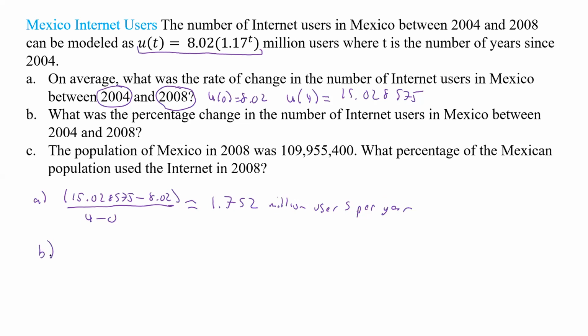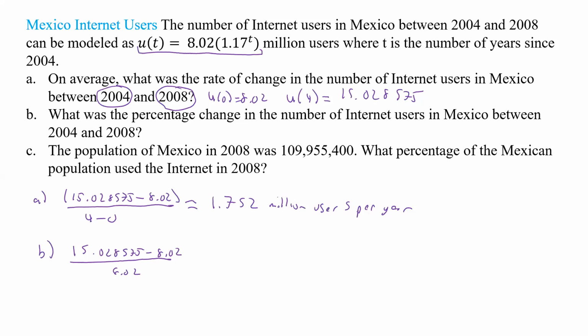All right, what about B? What was the percentage change in the number? Here, we've found our values already, so we can take 15.028575 minus our 8.02 divided by our u of 0, which was 8.02. Let me just do that on my calculator here. And I forgot the times 100, because it's a percent change.